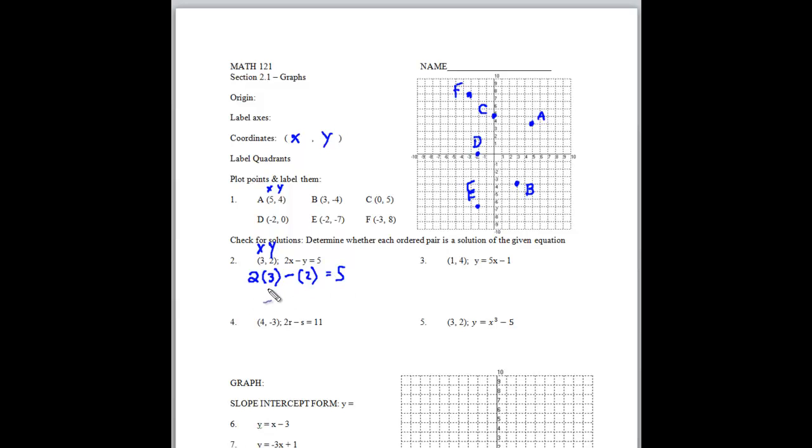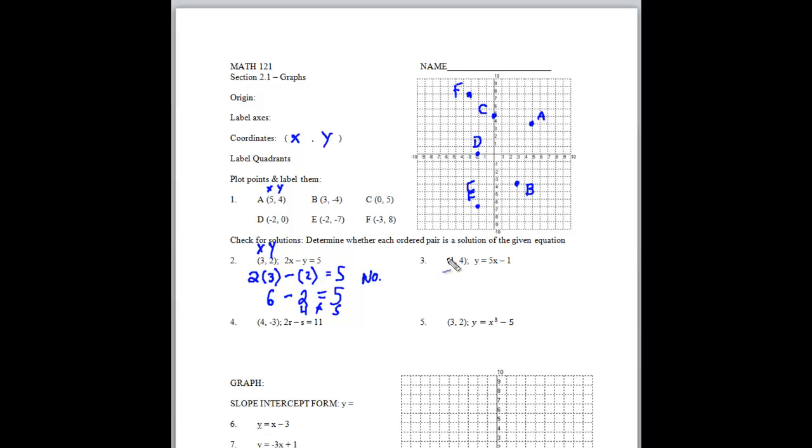And using order of operations, I'm going to see if 2 times 3 minus 2 is equal to 5. So this is 6 minus 2. Is that equal to 5? 4 is not equal to 5. So this is not a solution set. So the answer to this one is no solution. That point does not lie in this function.